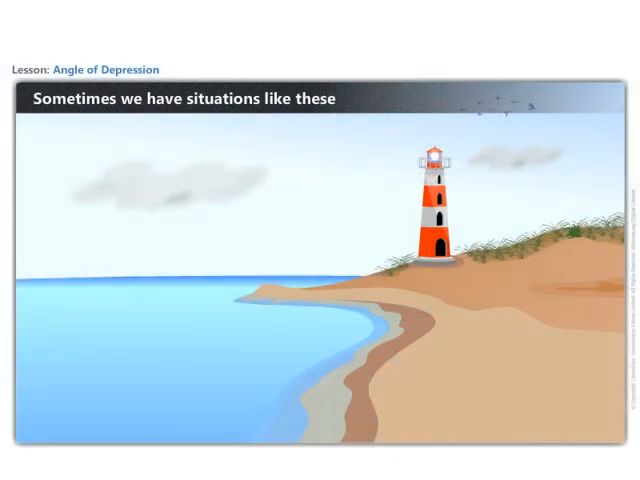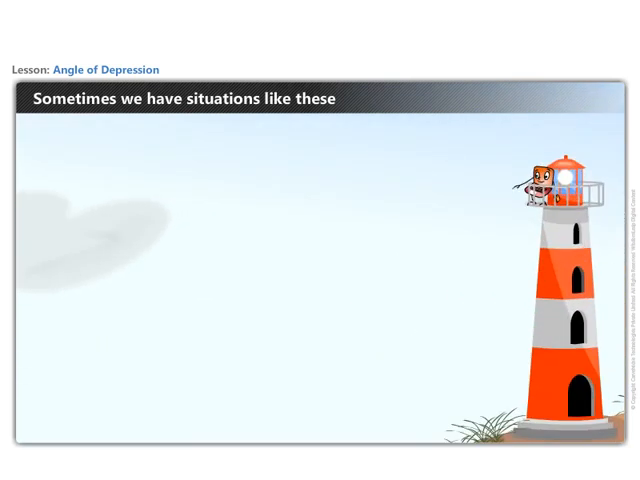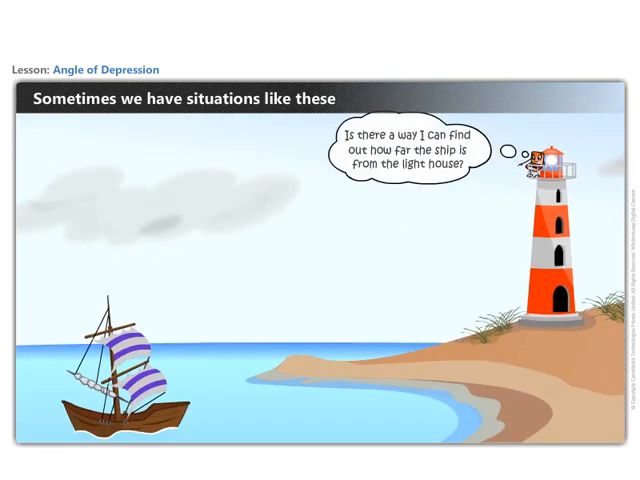YB is observing a ship from a lighthouse. Looks like YB needs some help. Let's check out. Is there a way I can find out how far the ship is from the lighthouse?